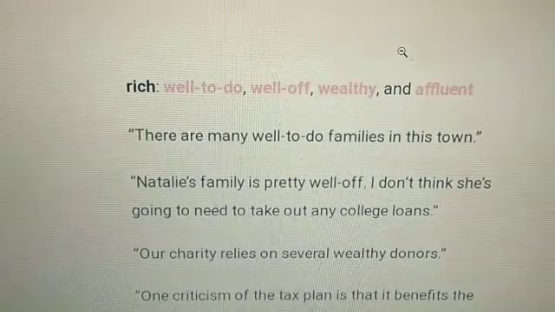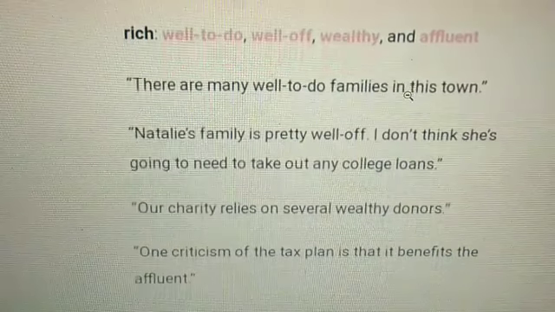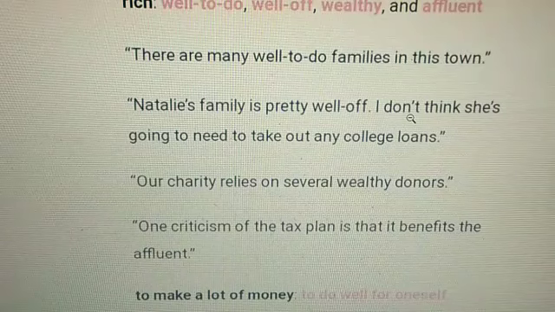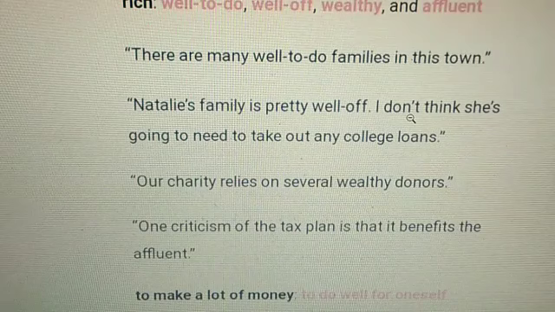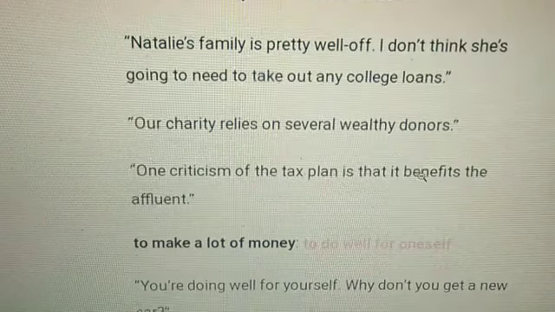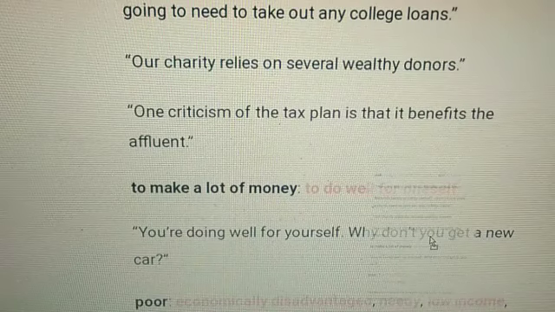Rich, we use well-to-do, well-off, wealthy and affluent. There are many well-to-do families in this town. Natalie's family is pretty well off. I don't think she is going to need to take out any college loans. Our charity relies on several wealthy donors. One criticism of the tax plan is that it benefits the affluent.